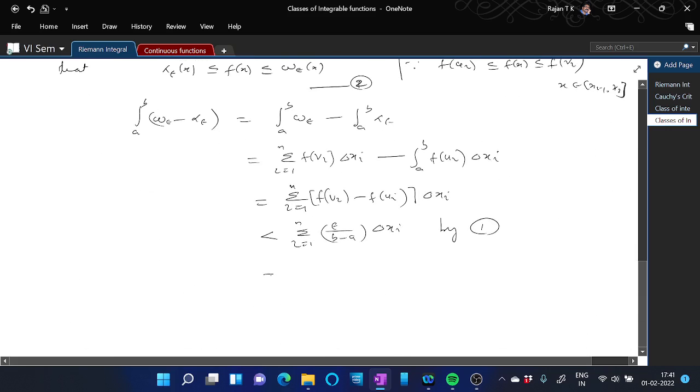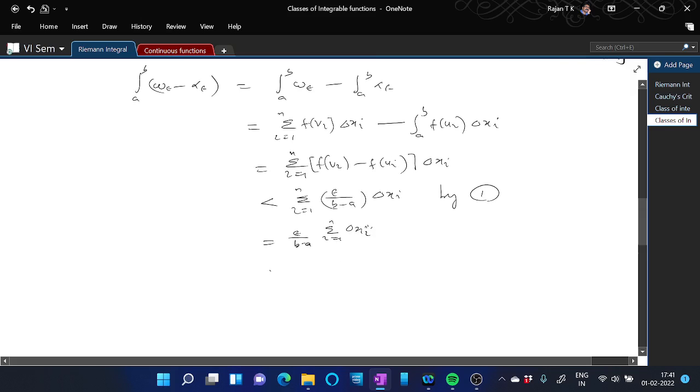And it is equal to, you can take epsilon by (b minus a) outside, the sum over i equal to 1 to n of delta x_i, and the sum of delta x_i is the total length, which is b minus a, of the interval ab. So we have got the integral a to b of omega_epsilon minus alpha_epsilon is less than epsilon. So this is the third equation.